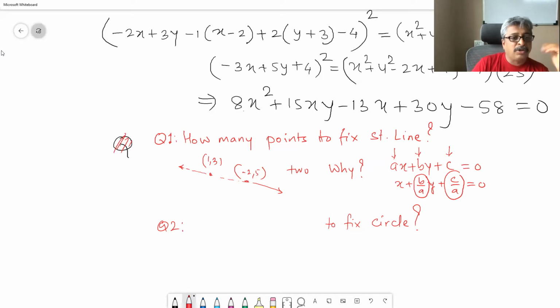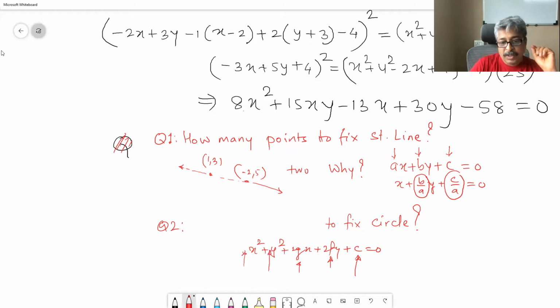Similarly, in the case of a circle also you can visualize that, because the x square and y square coefficients are the same. x square plus y square plus 2gx plus 2fy plus c is equal to 0. And there are three unknowns. To fix a circle, you require 3 points. We cannot reduce it further because we have already fixed these coefficients, 1 and 1. Therefore, three unknowns, therefore you require 3.